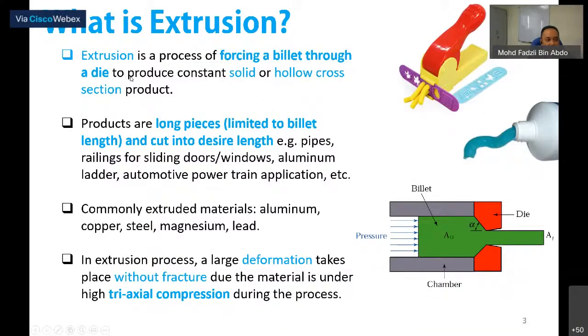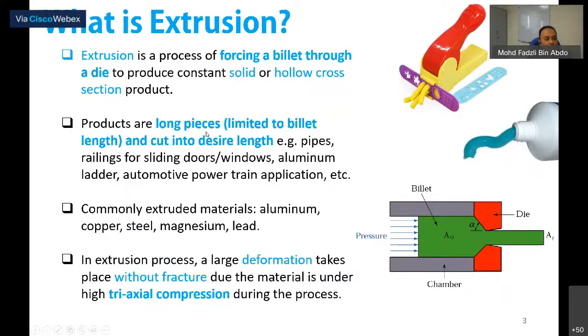Through a die. This is a die. Die atau mold sama je, to produce constant solid or hollow cross section product. Kalau hollow maksudnya kita akan ada mandrel kat sini. Kalau dalam sand casting tadi kita panggil apa? Core tadi kan. Tapi dalam ni kita panggil mandrel.